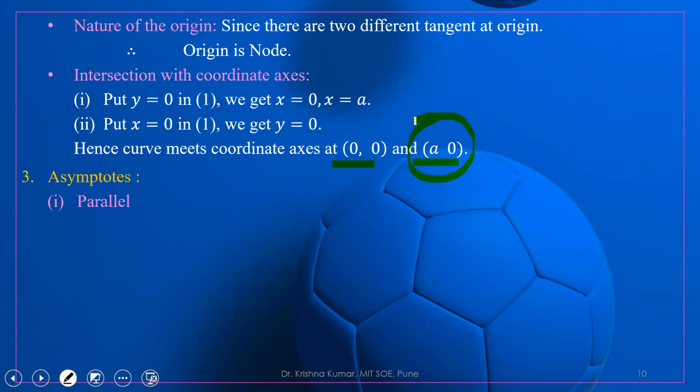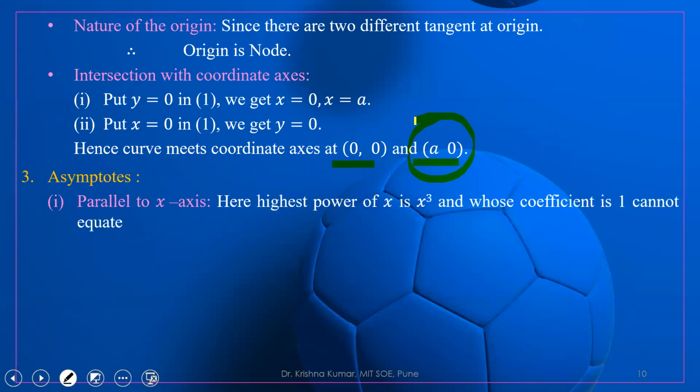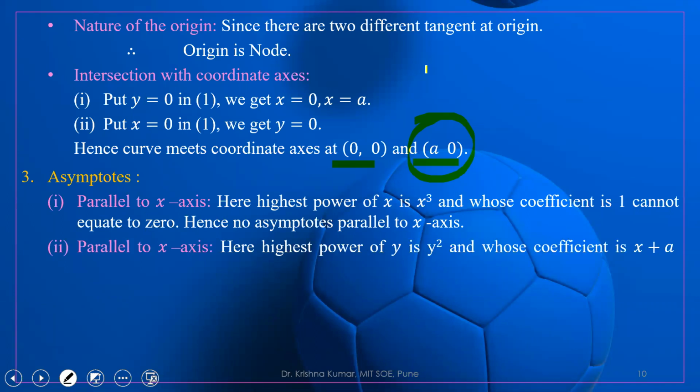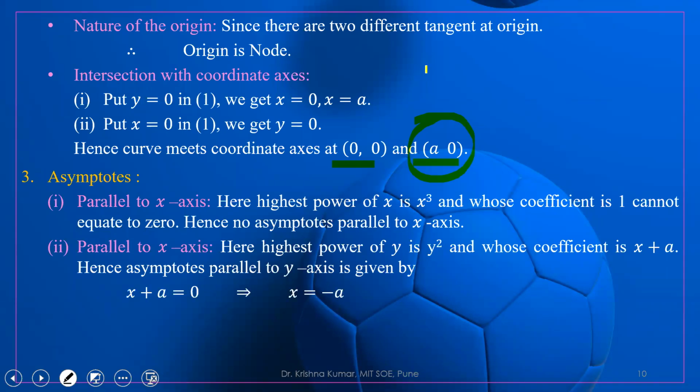Okay, next thing is asymptotes. Parallel to the x-axis: here the highest power of x is x cube, whose coefficient is 1. 1 cannot be equated to 0, correct? So there is no asymptote parallel to the x-axis. And parallel to the y-axis, what is the coefficient? If you see the equation, x plus a is the coefficient of y. So x equal to minus a is the asymptote.